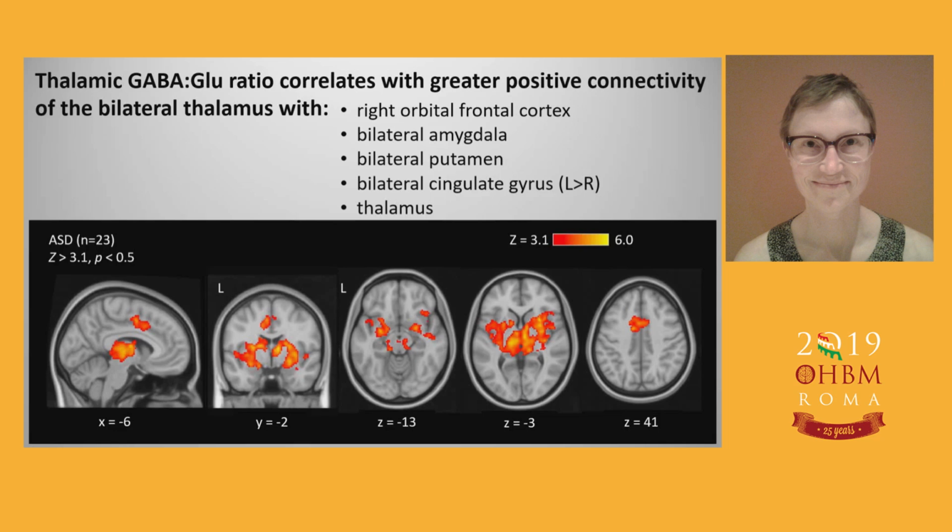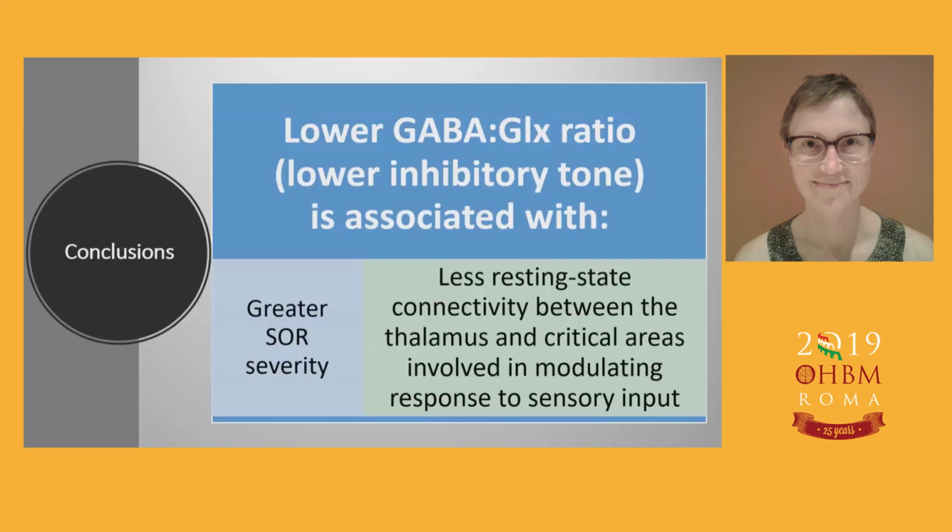So in conclusion, from this data, we can see that the lower GABA to glutamate ratio, or lower inhibitory tone, is associated with greater SOR severity and less resting state connectivity between the thalamus and critical areas involved in modulating response to sensory input. And this supports our group's theory that SOR is related to a change in the salience potentially of sensory information for kids with ASD.